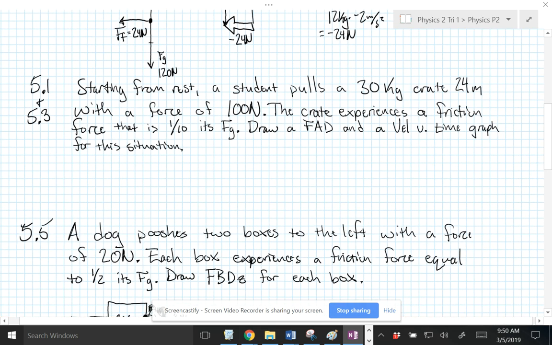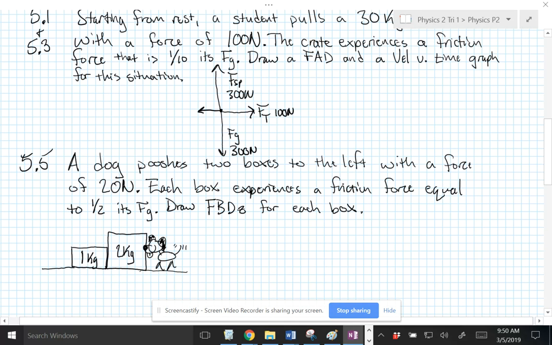Similar type of idea, but going the other direction. I've got a 30 kilogram crate. It's being pulled 24 meters with a force of 100 newtons. It's a 30 kilogram crate, so FG is 300 newtons. Doesn't say anything about an incline, so I'm just going to go ahead and draw my normal force like that. 300 newtons. Doesn't say anything about the force being at an angle. So I'm just going to draw that over that way. F tension, 100 newtons. I've got a frictional force, and that's 1/10 of this FG. 1/10 of 300 newtons is 30 newtons of friction.